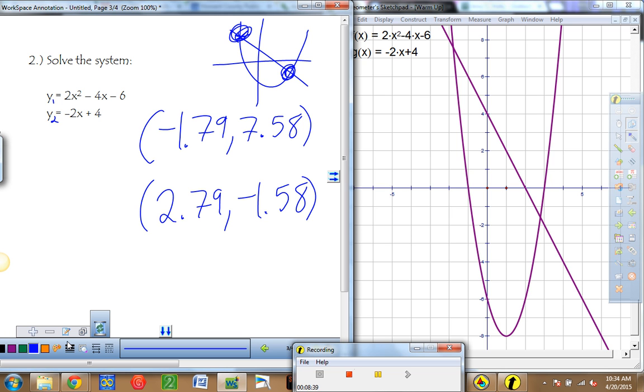Yes? Smile and nod. Did you get it? Shake your head. You have to get both of them for the answer. What if it's not exactly that? It should be pretty close. Well, I got 2.76 and negative 1.61. That's fine. That's fine, because your calculator is approximating. We're just going to roll with it.